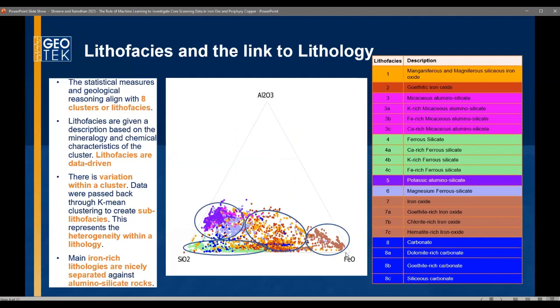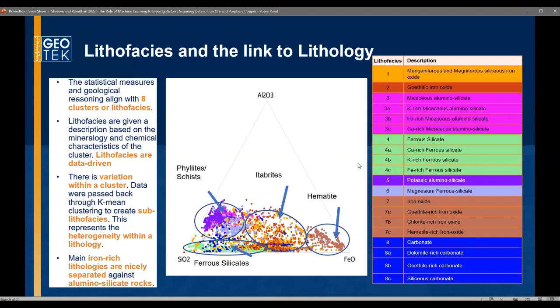So the statistical measures and the geological reasoning tell us that we have 8 clusters or lithofasces, and we can analyze those now by using a series of ternary diagrams and other statistical measures to see how that relates to lithology. This is just one such diagram: iron oxide, silica oxide, and aluminium oxide at the top. The colors that you see are the different clusters represented on the lithofasces on the right-hand side. And you can see that we get good separation of our clusters in this chemical diagram.